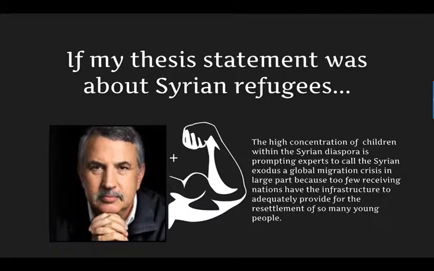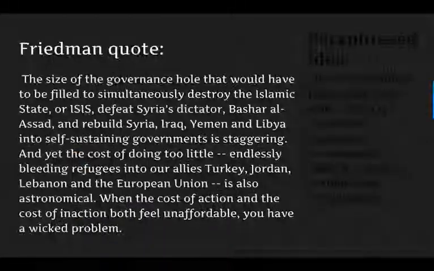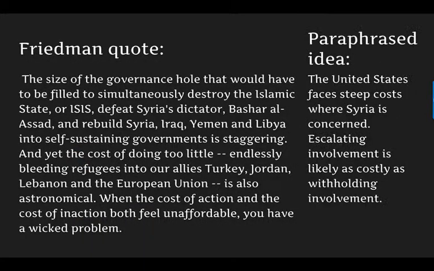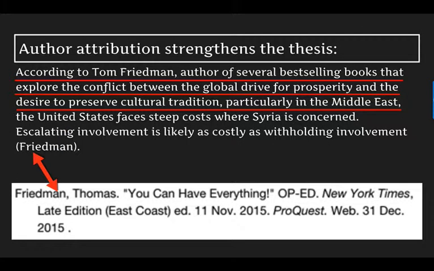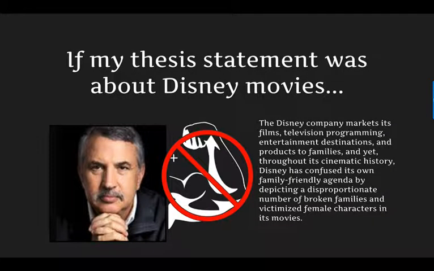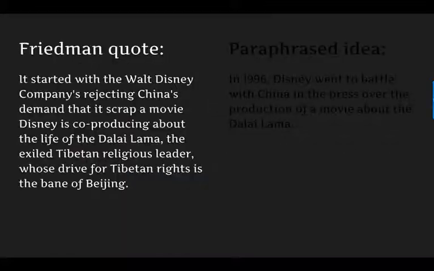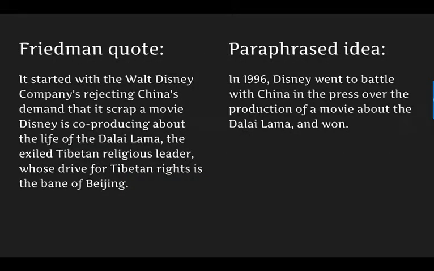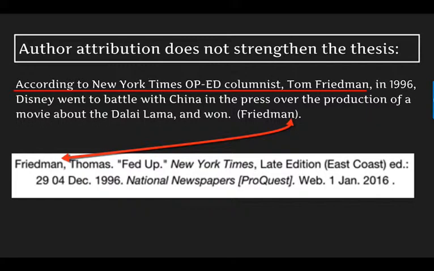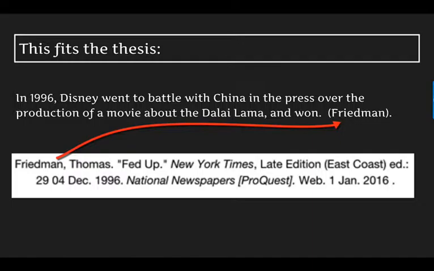And again, just like in the last case, it depends on your thesis statement. So if this is my thesis statement and I'm writing about Syrian refugees, well then yes, I definitely want to give author attribution to Tom Friedman. Whereas if I'm writing about Disney movies, and that's his quote, and that's my paraphrased idea, I'm not going to give author attribution. I'm just going to give a parenthetical reference.